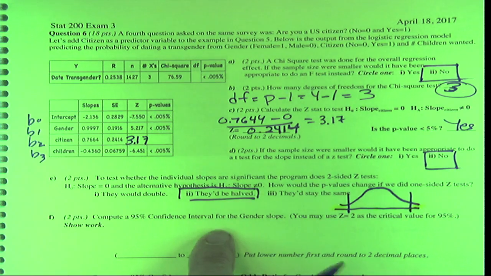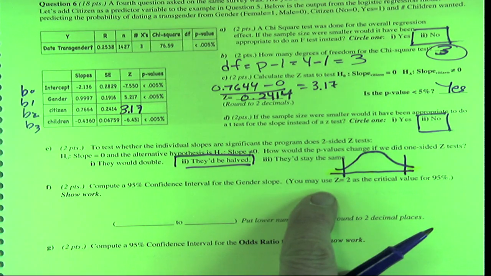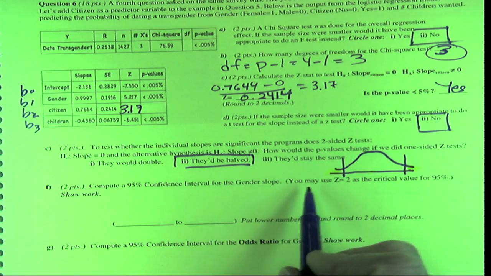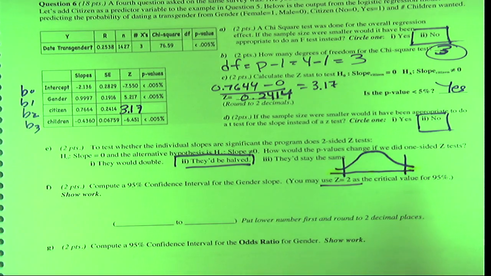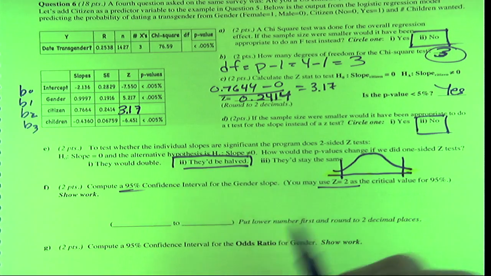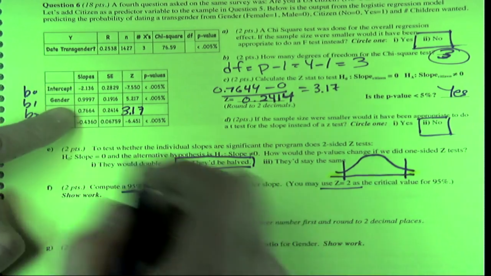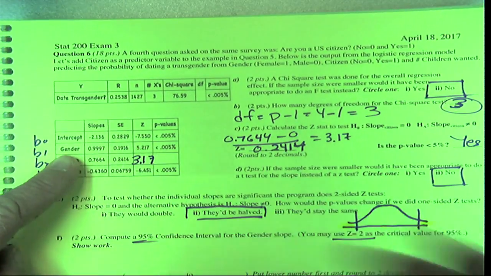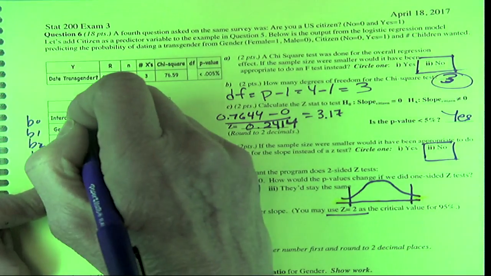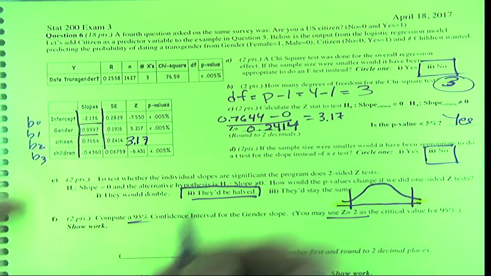Now, compute a 95% confidence interval for the gender slope. I'm saying you may use z equals 2 just to make it easier to grade. So that is a super easy problem. We just take, where is the gender slope? The biggest problem is people just read this table wrong, and I'm almost doing that. We're talking about these slopes right here. This one's the gender, so this is the one we're looking at.